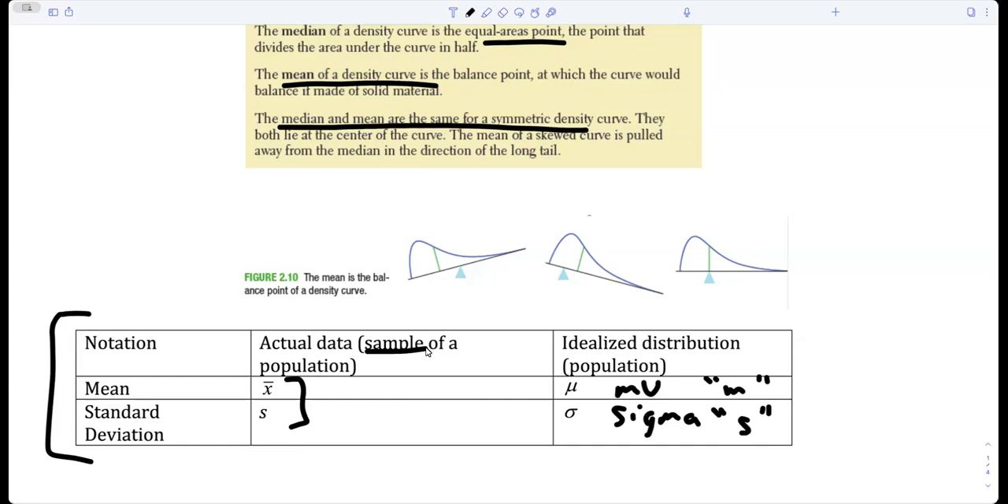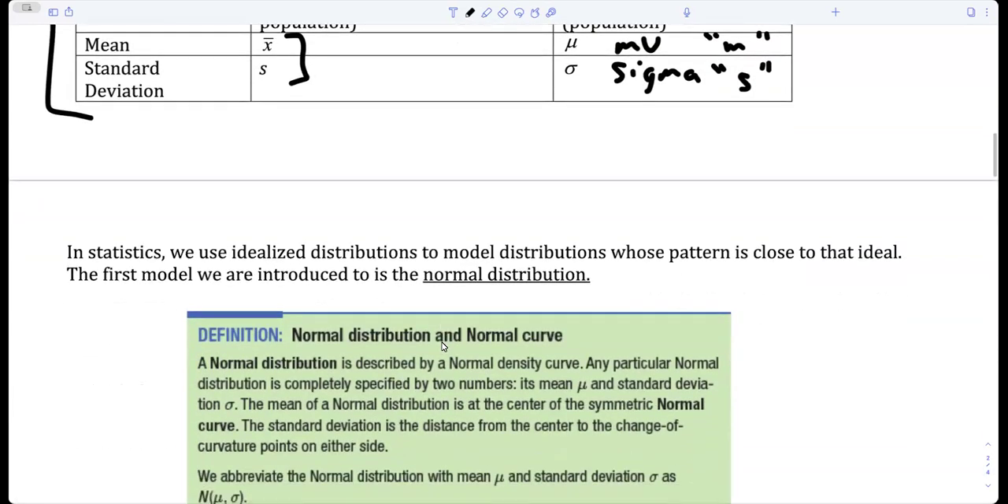Okay, so turn the page from here and let's talk about the normal distribution. There are a lot of different types of distributions that we're going to look at, starting with this one today. It's a fairly important distribution in terms of stats. We use an idealized distribution to model distributions whose pattern is close to that ideal. And the first model we are introduced to is the normal distribution.